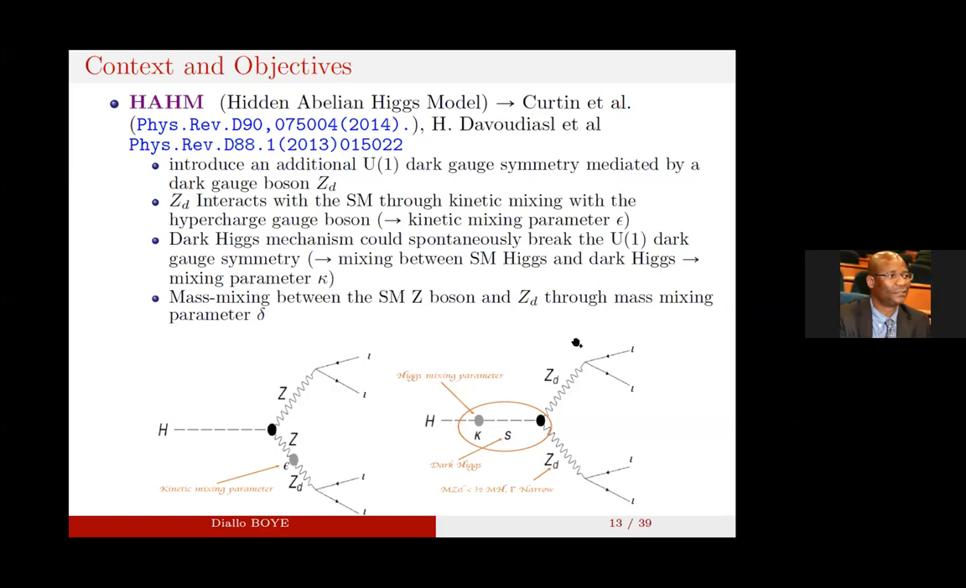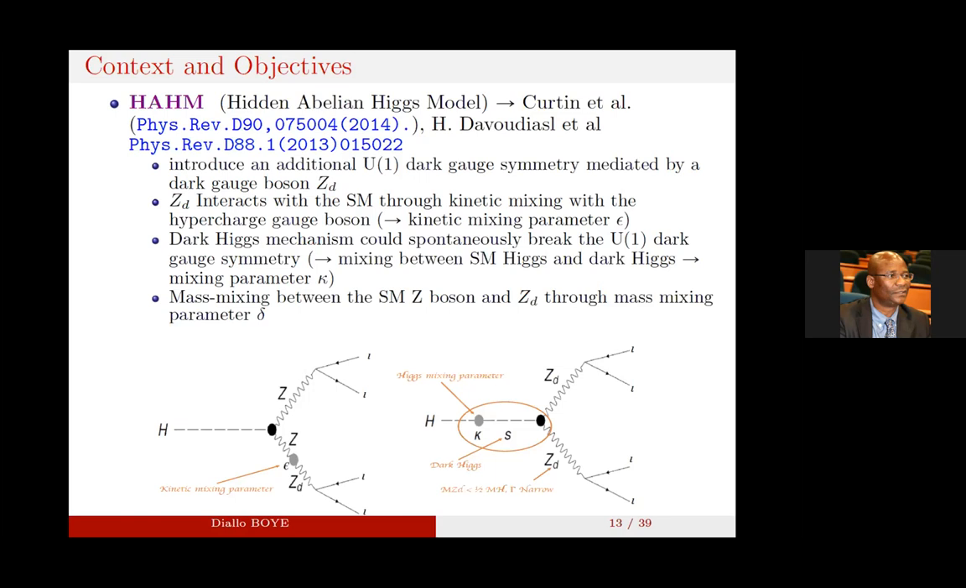So there are two parameters that are important on the left. Epsilon, which is the kinetic mixing, the mixing between the electromagnetic fields of the standard model and the dark photon. So that's one mixing. Then there is the mass mixing between these two. They will form a doublet and mix. That mass mixing between the Z and the Z-dark is controlled by this parameter delta.